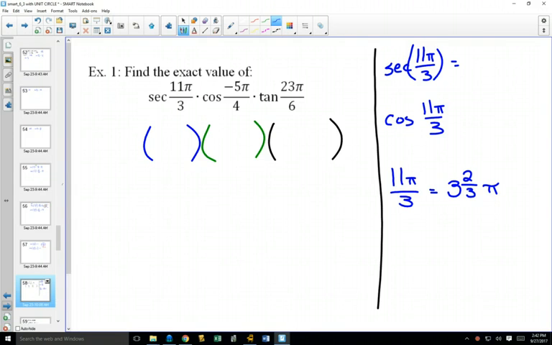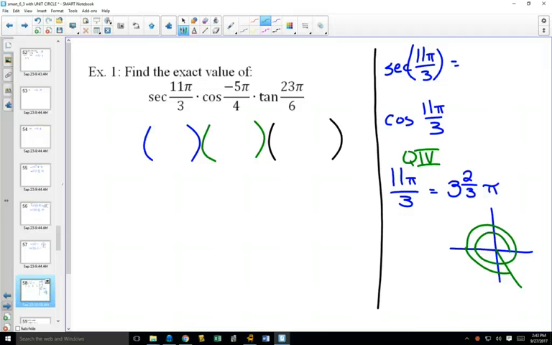If we change it to a mixed fraction, what this means is that you are going to go 1 pi, 2 pi, 3 pi all the way around. Any odd number is going to end here. And if you go another 2/3, that's more than half. This is going to end in quadrant 4. So by figuring out that it ends in quadrant 4, we now know that cos of 11 pi over 3 is going to be positive.